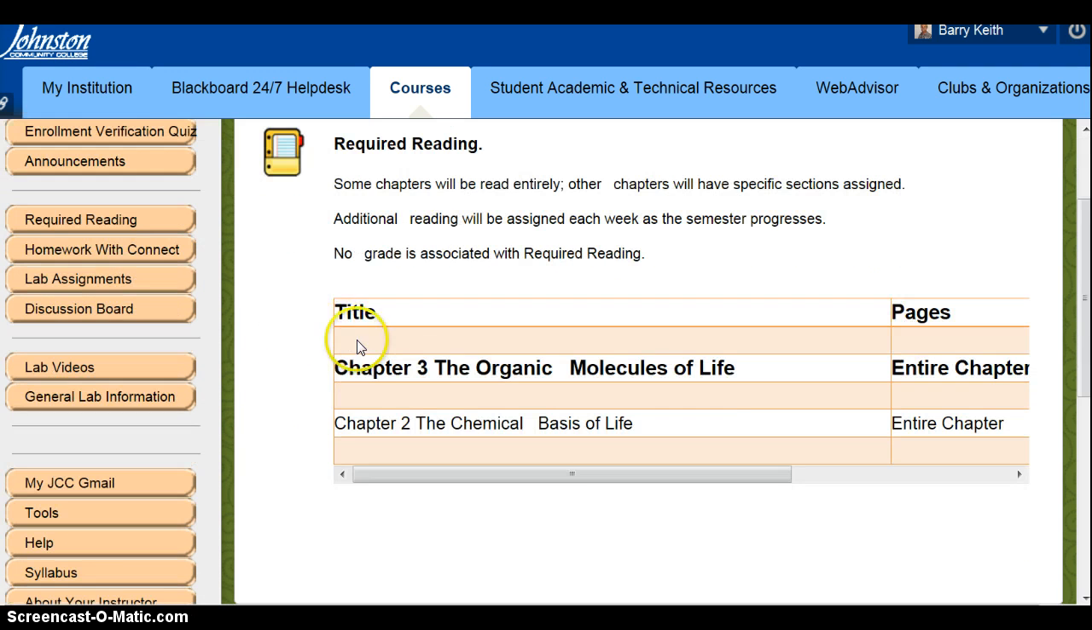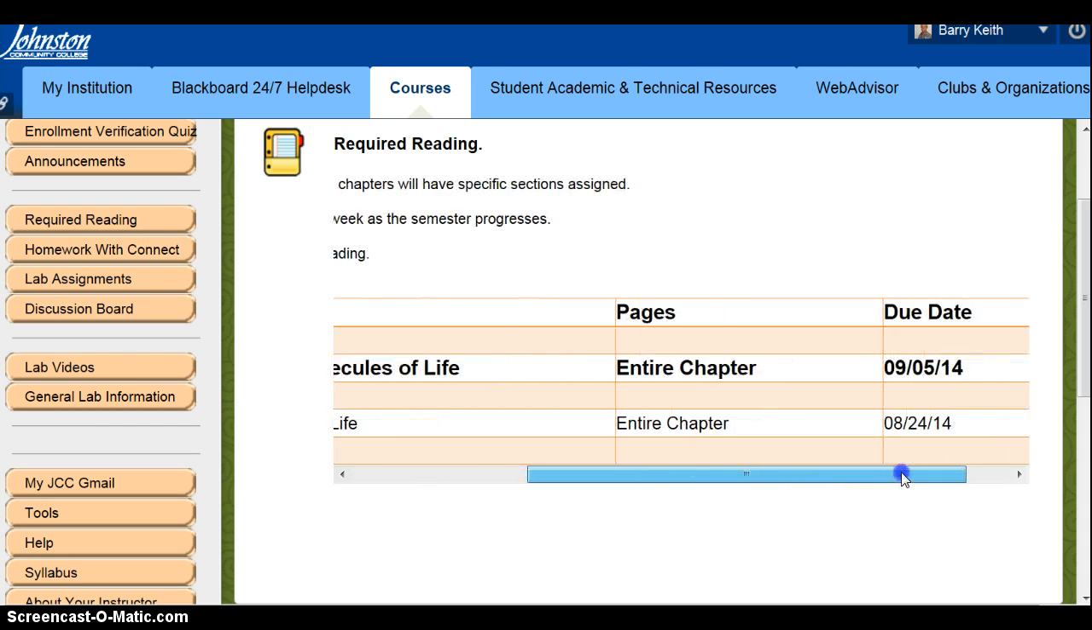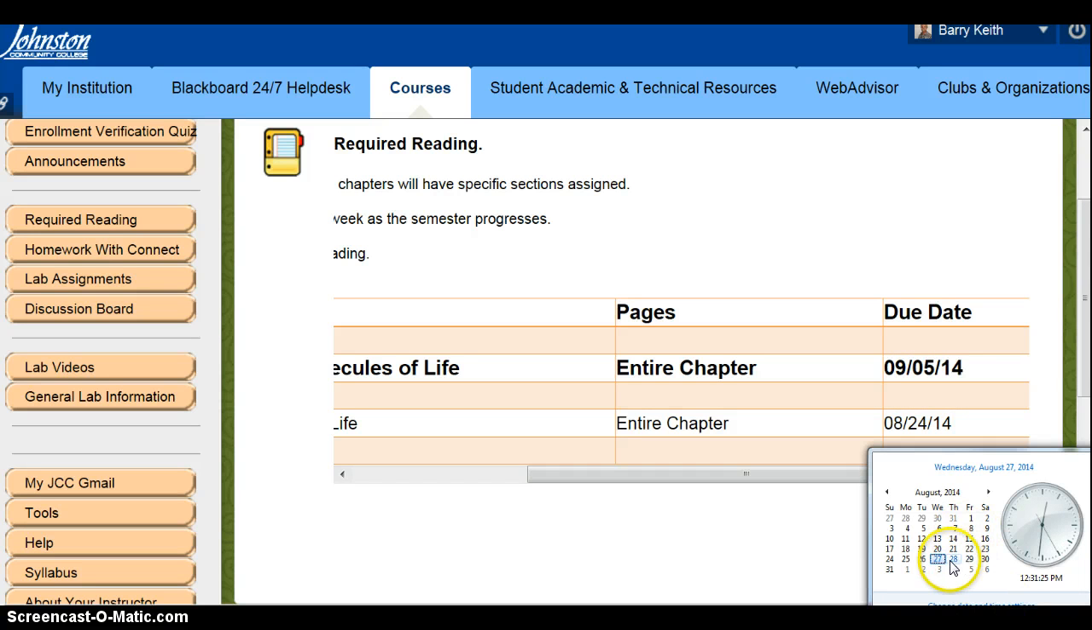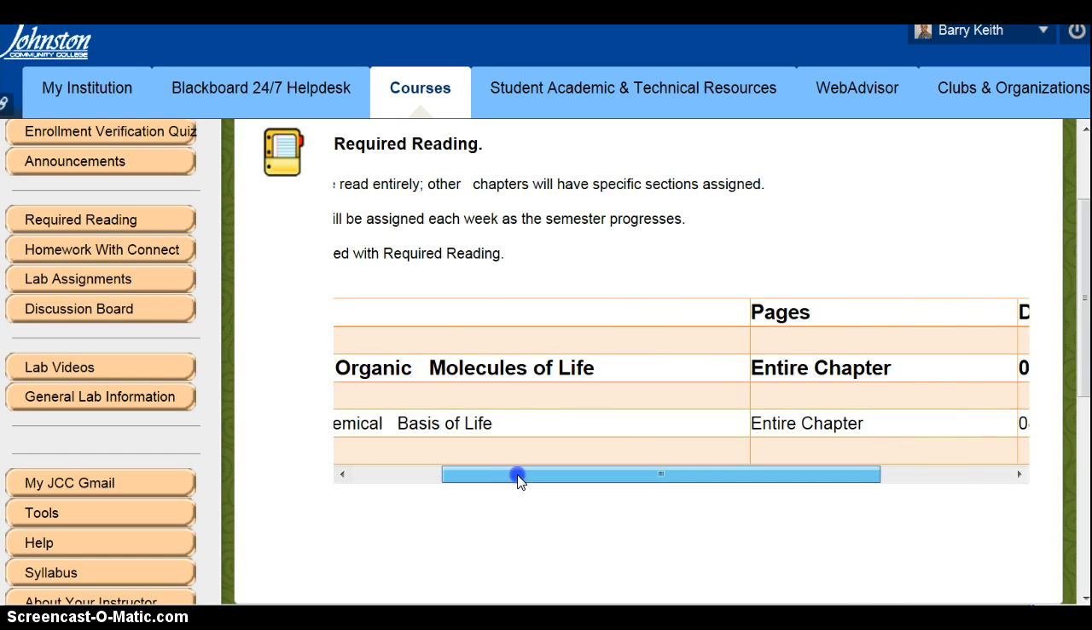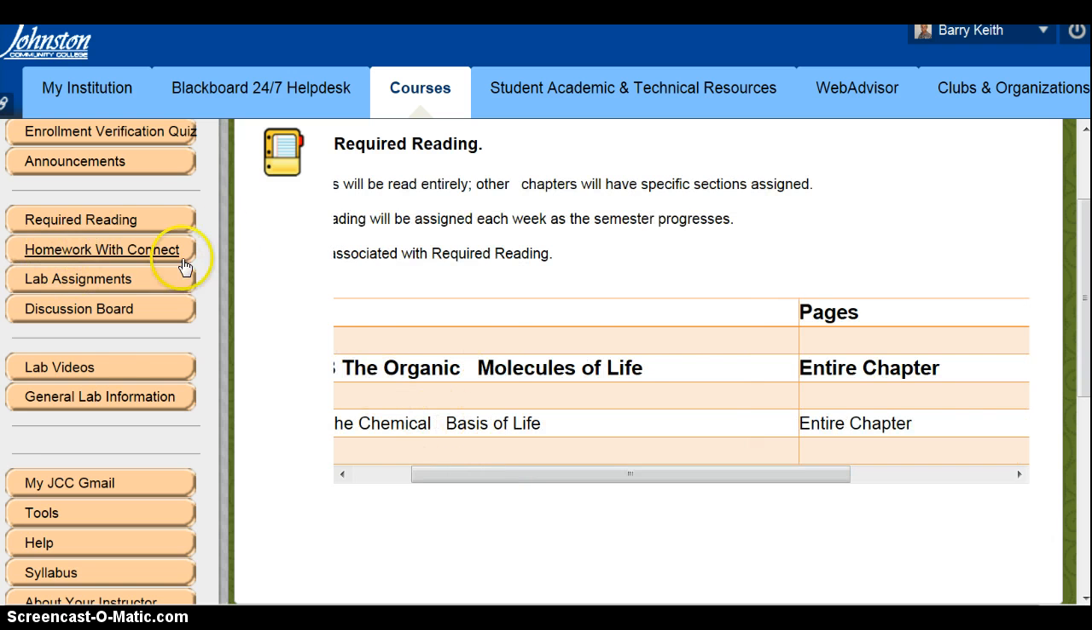mostly every week, and you'll see that I've added chapter 3, which is called The Organic Molecules of Life. You're required to read the entire chapter, and to stay on top of this class, as far as deadlines are concerned, you need to be done by 9/5, which is a week from this Friday. And that's pretty much week to week to week how you're going to see new reading take place.